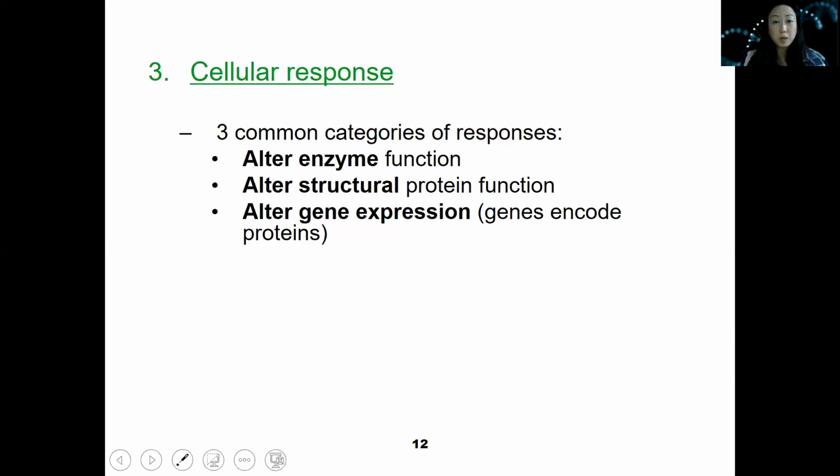Last, gene expression. We talked about this. Gene expression is when you have DNA going down the central dogma and make what? RNA. Then translate into what? Protein. So somehow a ligand from outside can change the genetic expression of a cell through cell signaling.